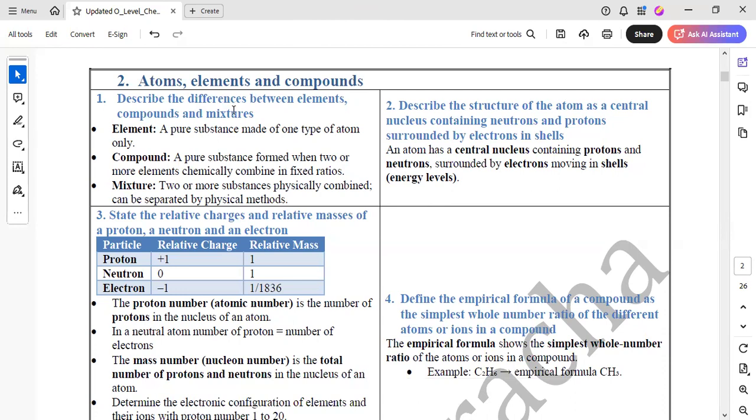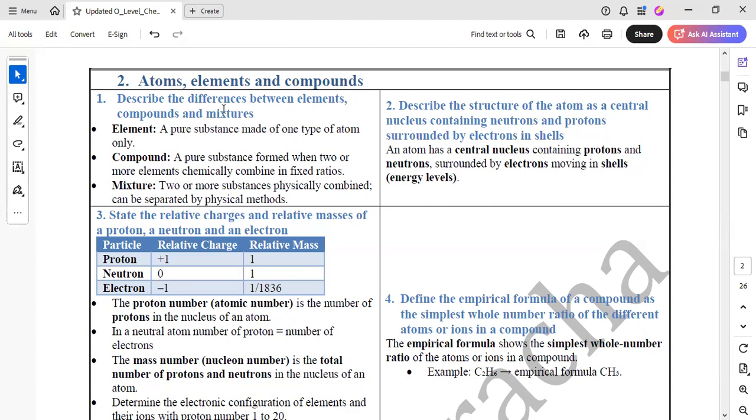The next topic of our syllabus is atoms, elements, and compounds. The first subtopic in this category is differences between elements, compounds, and mixtures. An element is a pure substance made of one type of atom only.